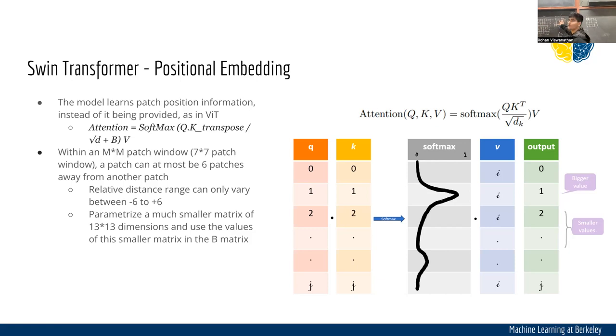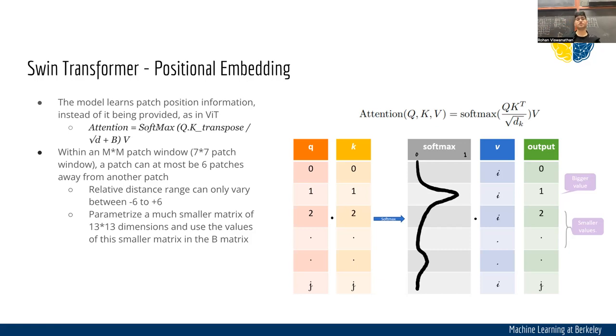Because I'm only performing attention within this patch. So this is now including a bias vector of 13 by 13 components, where I have my plus or minus 6 in this direction, plus or minus 6 in this direction. Basically, this is encapsulating the possible places upon which I can calculate self-attention.